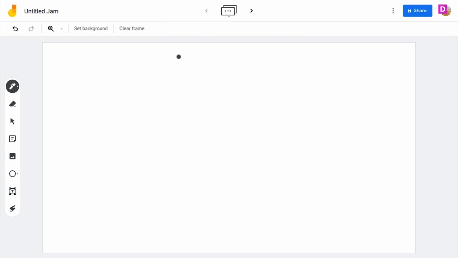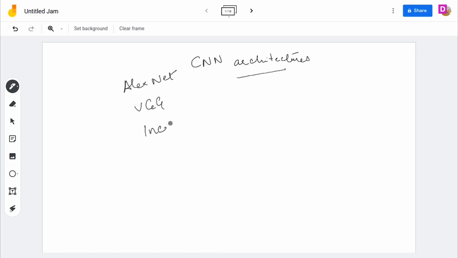So, in the last classes, we discussed the different CNN architectures. We talked about AlexNet, then we talked about VGG. Next, we talked about InceptionNet, and finally, we talked about ResNet, or residual networks. So, let us take a quick look back at all of what we have studied. Then we will go and understand the later versions of InceptionNet.